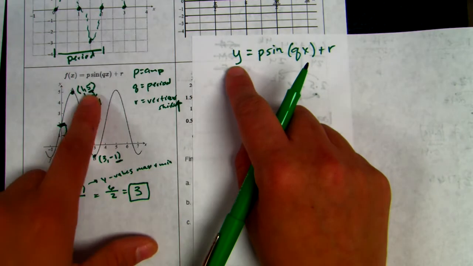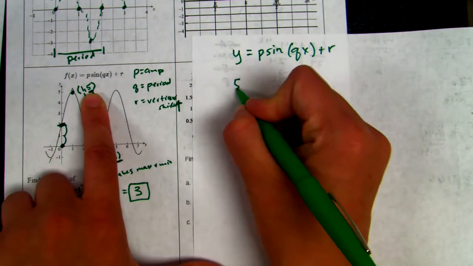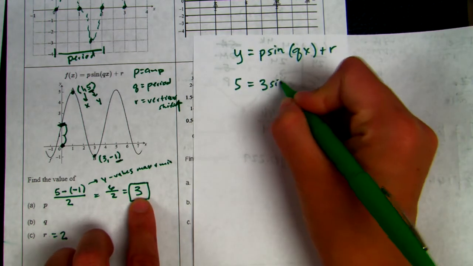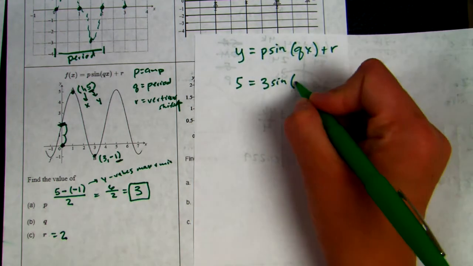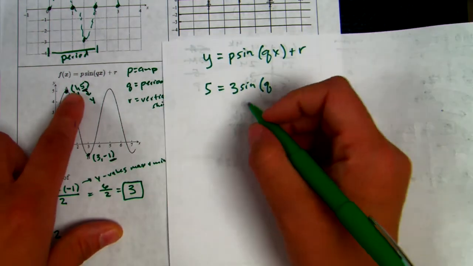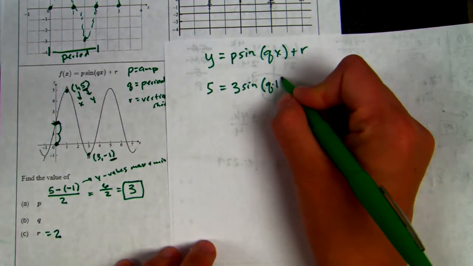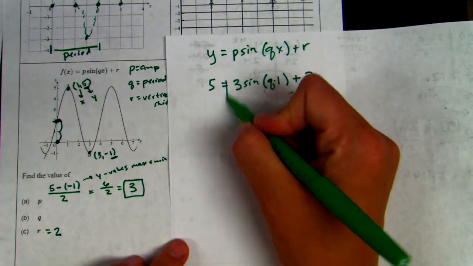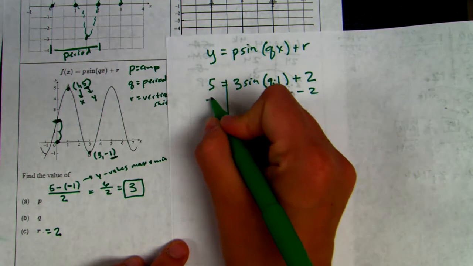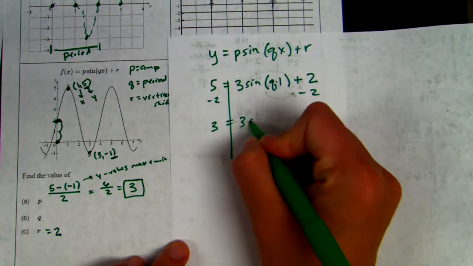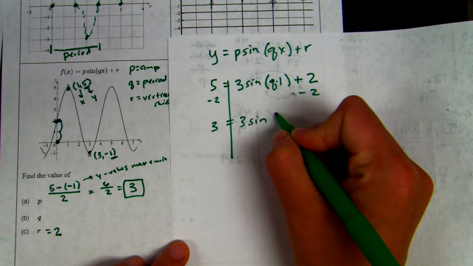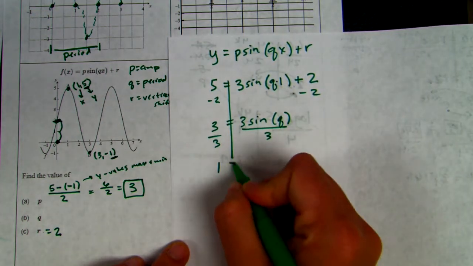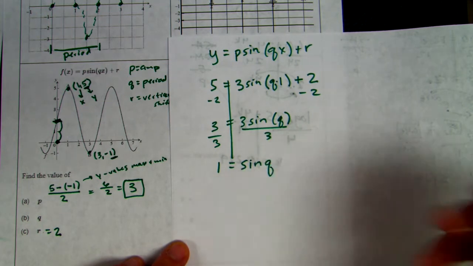So let's plug in what we know. I know my y value is 5 because that is a point on my function. My P value is 3, sine of q, that's what I'm looking for, right? Q, my x value is 1, plus my R value of 2. Now I'm going to try to solve for q here. I'm going to subtract 2 on both sides. I get 3 is equal to 3 sine of q times 1. Q times 1 is really just q. Divide by 3 on both sides. 1 is equal to sine of q.